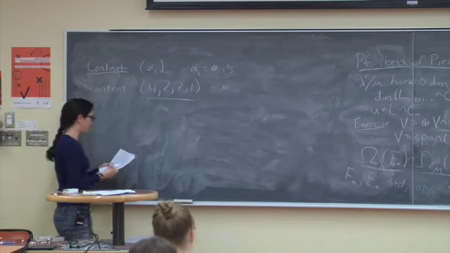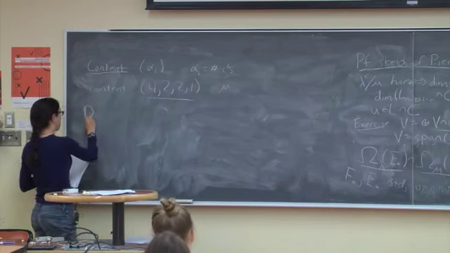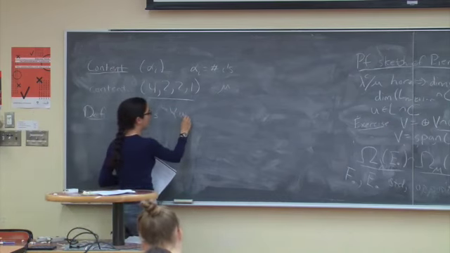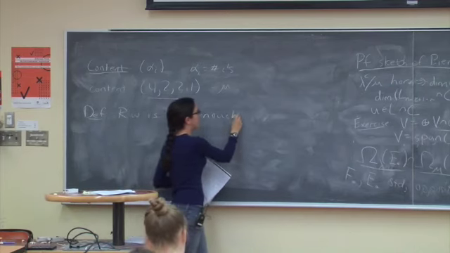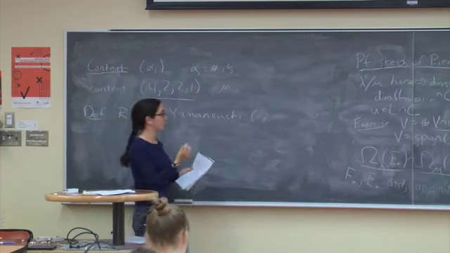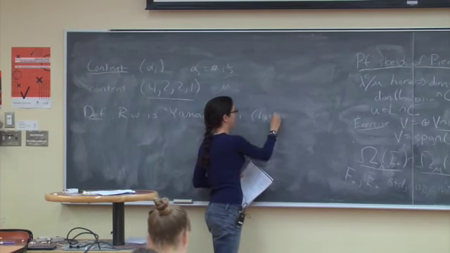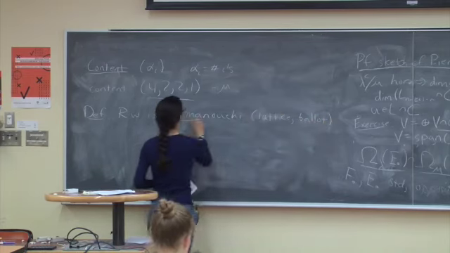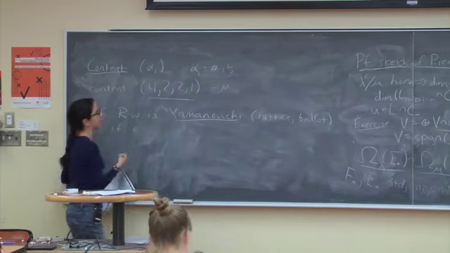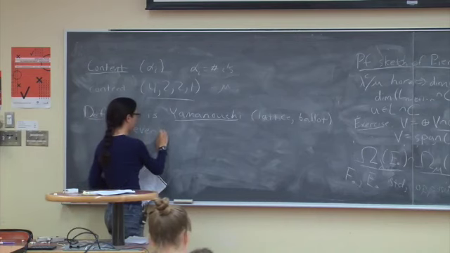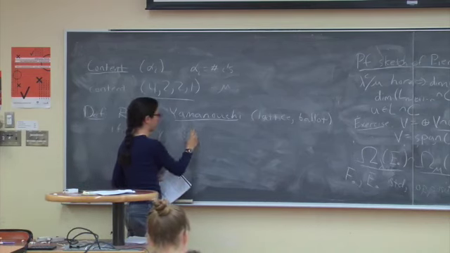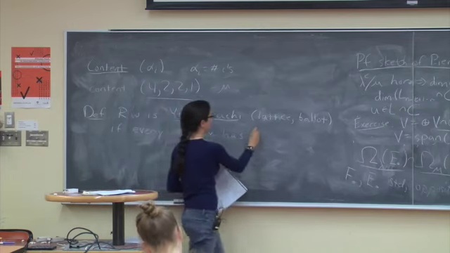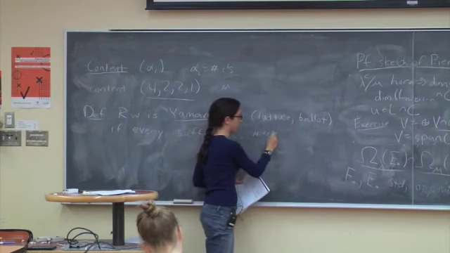And then here's the big definition. The reading word is said to be Yamanouchi, which is also called lattice and also called ballot. So you'll see it all ways. It's Yamanouchi if every suffix has partition content, so every final substring or suffix of the word has partition content, meaning the number of i's is at least the number of i plus 1s.